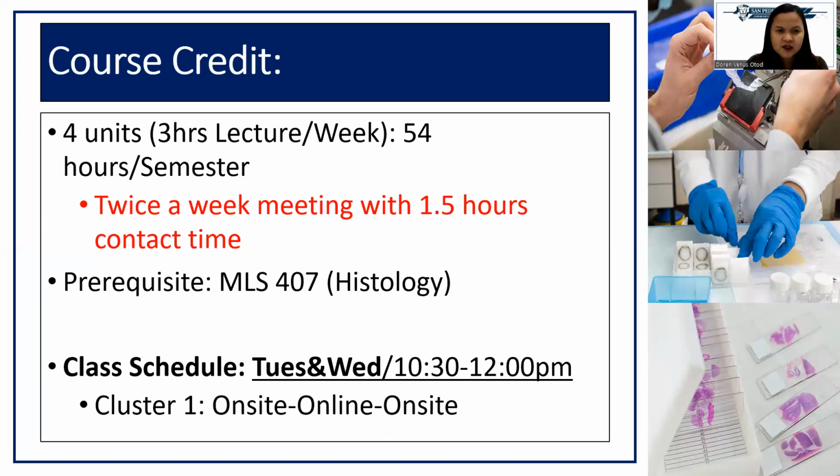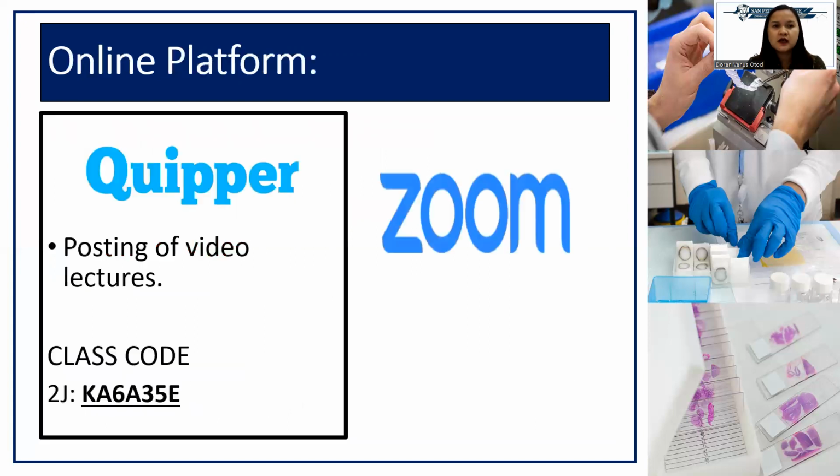And for our class schedule, kindly disregard the one that is flashed on the screen. Our schedule is every Wednesday and Friday. The scheduling of our class, since we are still applying both online and on-site classes: MLS, we are on cluster 1. So for this week, on-site, and next week, it will be online.